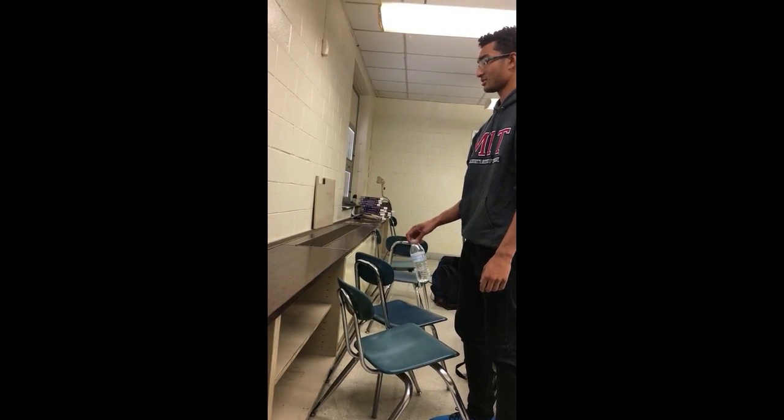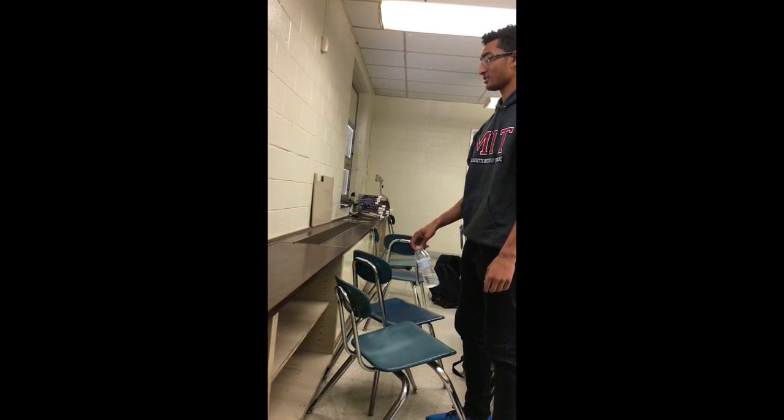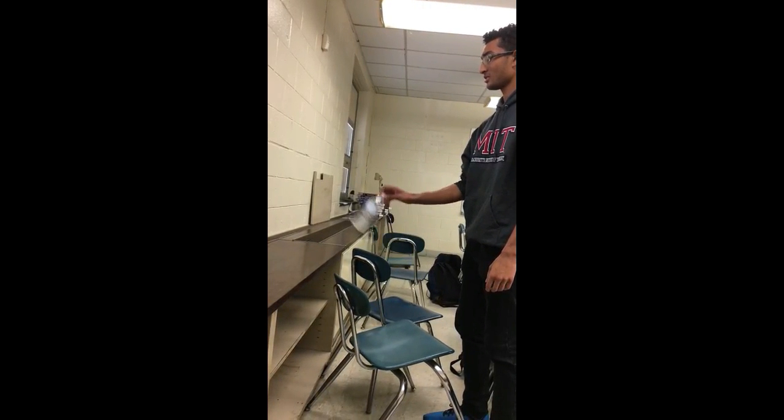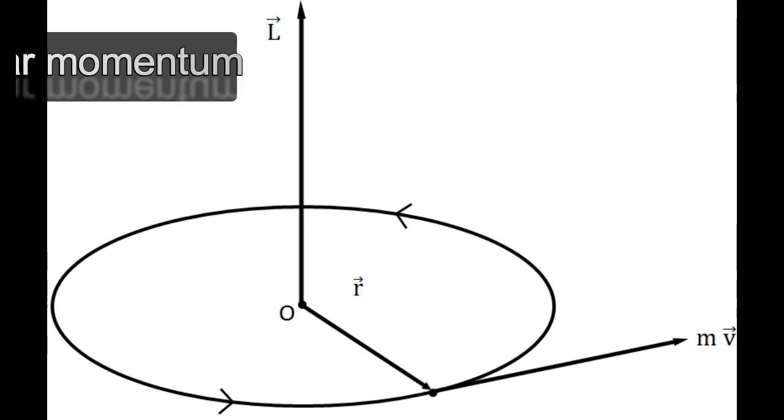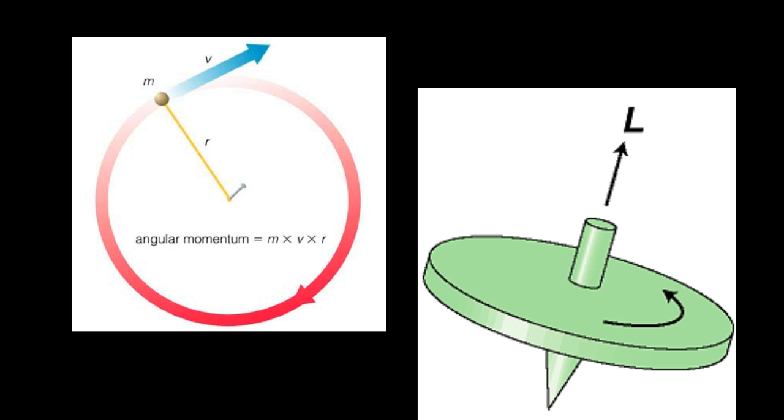When you look at my hand, I apply a certain amount of force or torque since the bottle is supposed to spin, which then creates momentum, and this momentum is carried over to the bottle. This type of momentum is called angular momentum. There are two types of angular momentum: momentum of a point object and momentum of an extended object.